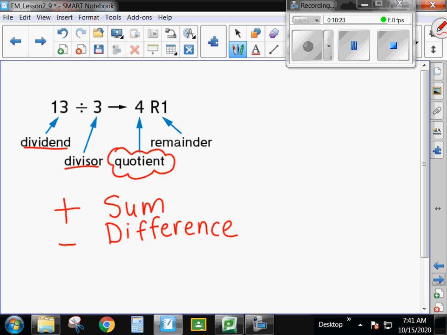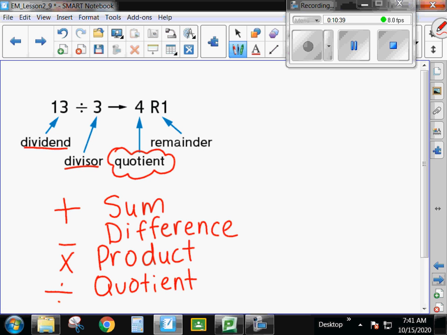The answer to a multiplication problem is called the product. And the answer to a division problem is called the quotient. I really need you to know these words because there are times when you might take a test and it might say, find the quotient, or find the product, or find the difference, or find the sum. And you've got to know what operation you are working on. So the answer to a division problem is called the quotient.